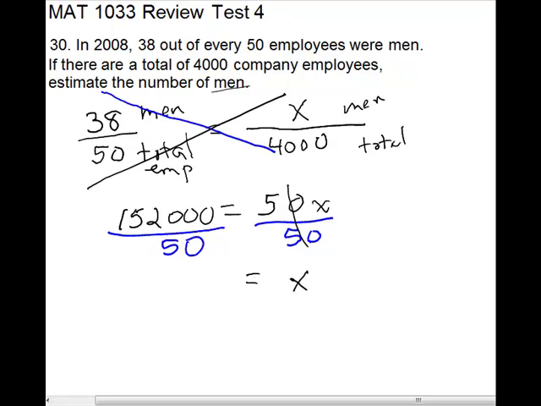And I would just punch that in my calculator, and you get 3,040 men.